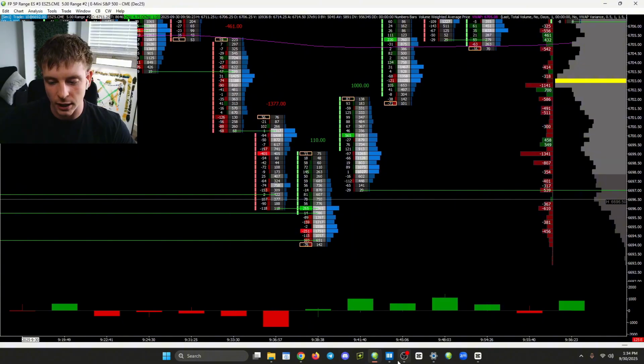So that was the setup of the day that I missed. I did not take this trade. I know there were definitely some people in my Discord who took this trade.